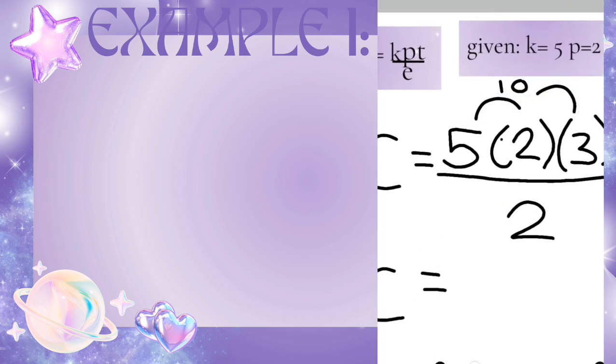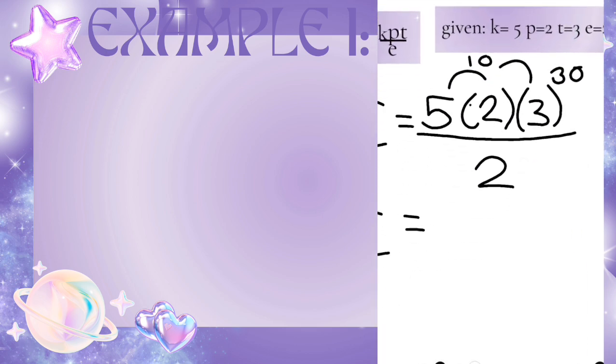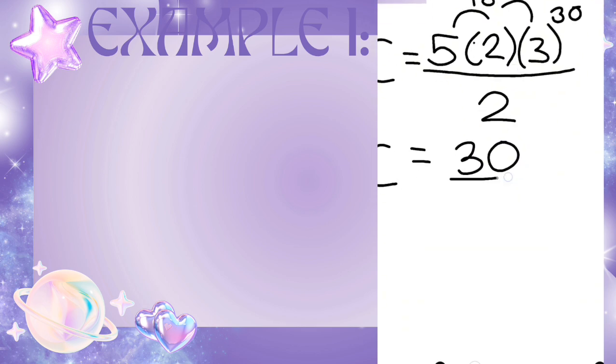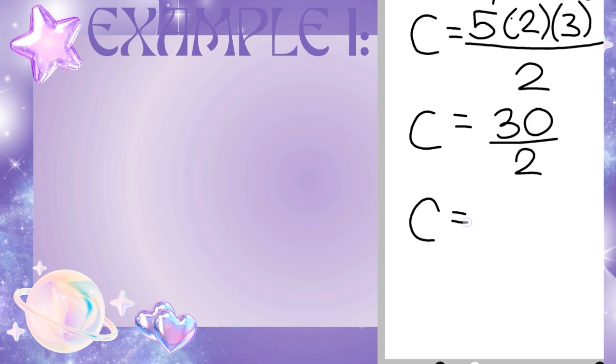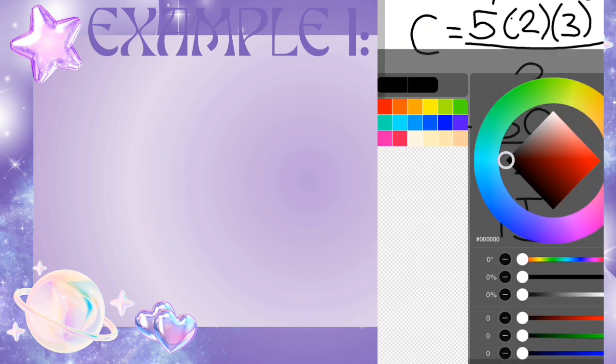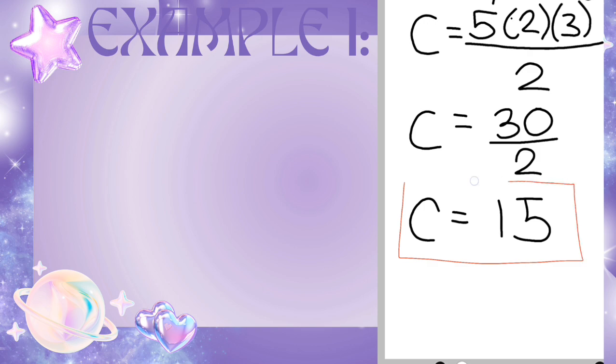As we multiply it together before we divide, we'll find the value of the cost of the electricity. So 30 divided by 2, the answer will be 15. And that's our cost of the electricity.